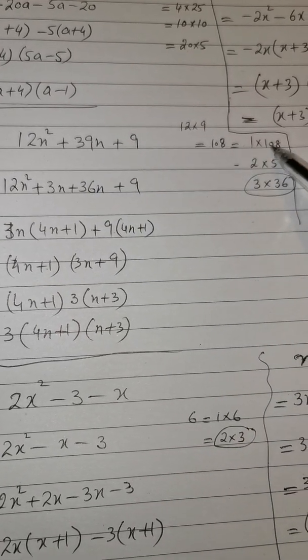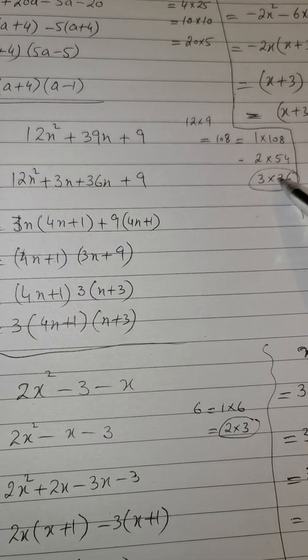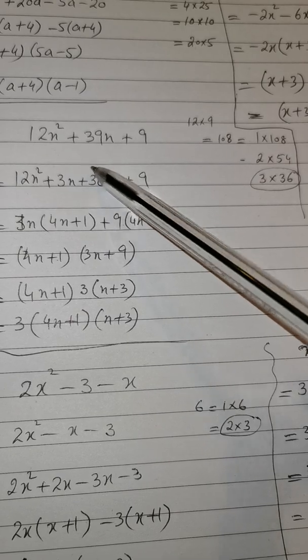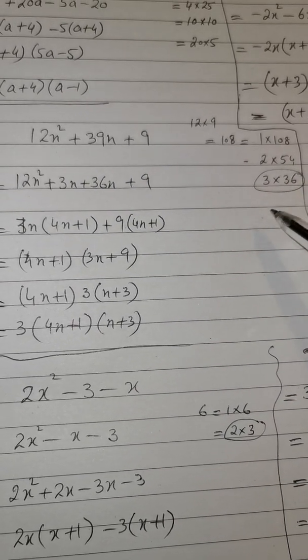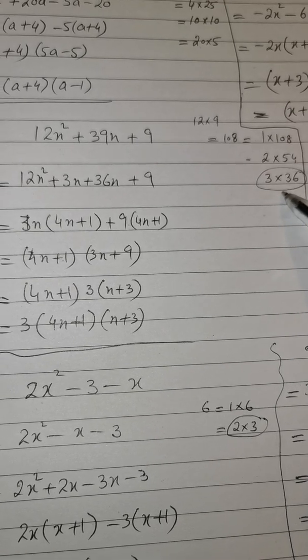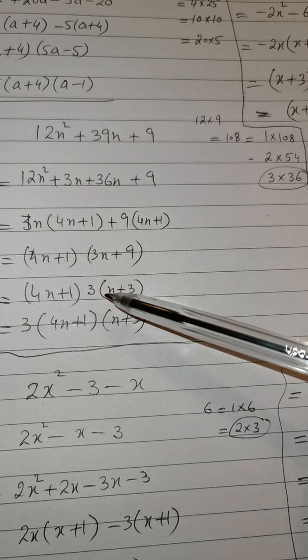So I have made the possible factors up to 3. I have seen that if I add them, my answer is 39. So I will not proceed further to write all the factors. I will choose this pair, and then I split up 39n into 3n plus 36n.